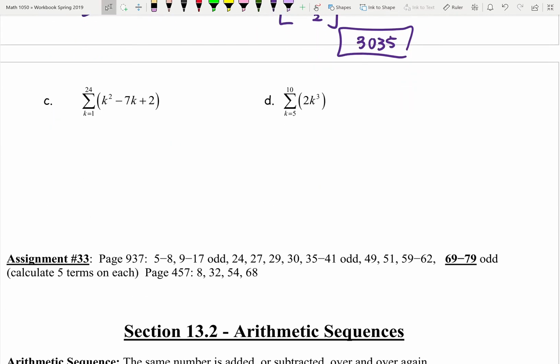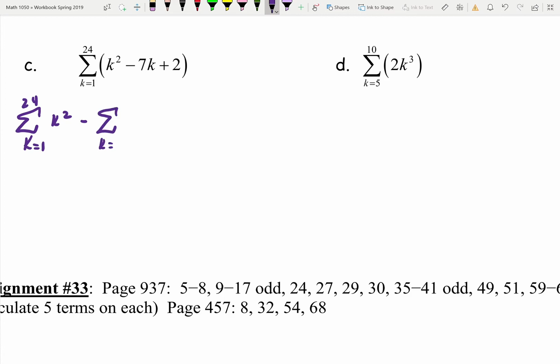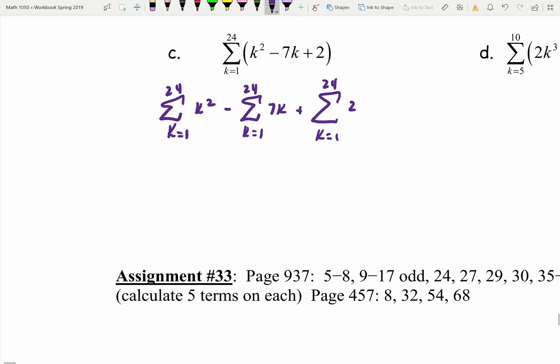Okay, question C. I have to split this into 3 summations, okay? So we're going to go the summation of k equals 1 to k equals 24 of k squared. Then I'm going to go minus, because that next sign's a minus, the summation of k equals 1 to k equals 24 of 7k. Then I'm going to put a plus summation of k equals 1 to k equals 24 of 2. So I just split it into 3 summations.